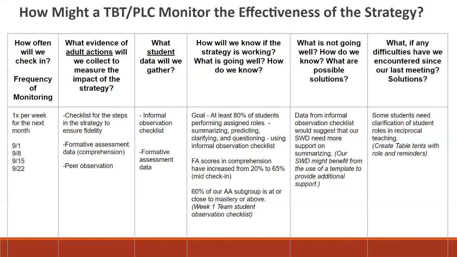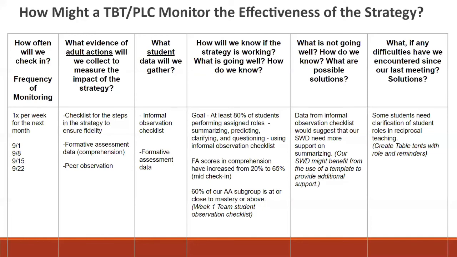What evidence of adult actions will the team collect to measure the impact of the strategy? The team decided that they will create a checklist for the steps in the strategy to ensure fidelity, that they will use formative assessment data and look specifically at comprehension. They also decided that they would use peer observation, and that might occur virtually or in the classroom.